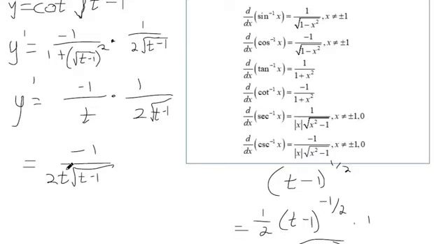And that's it. I think we're done. Let me just double check the book. 171. Yep, that's what they have.